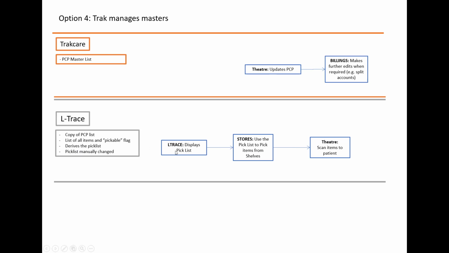What's then going to happen is within LTrace, we're going to display the pick list, and in stores, they're going to scan items based on that pick list, and then in theatre, they're going to scan items to the patient. Meanwhile, in theatre, they're going to use the PCP to do updates for the billing. So the PCP is basically totally controlled within Track, but at the same time, LTrace is using the PCP to try and do as much as possible with the pick list.